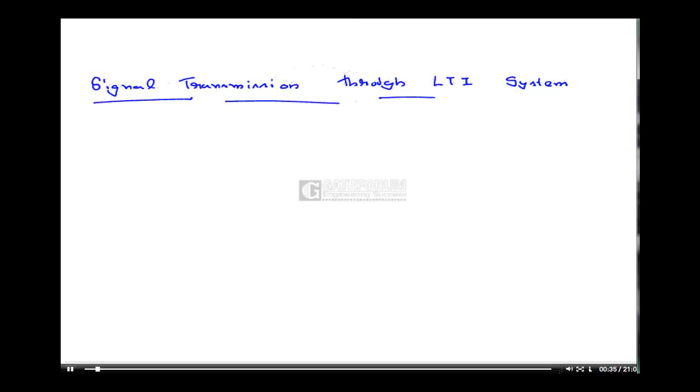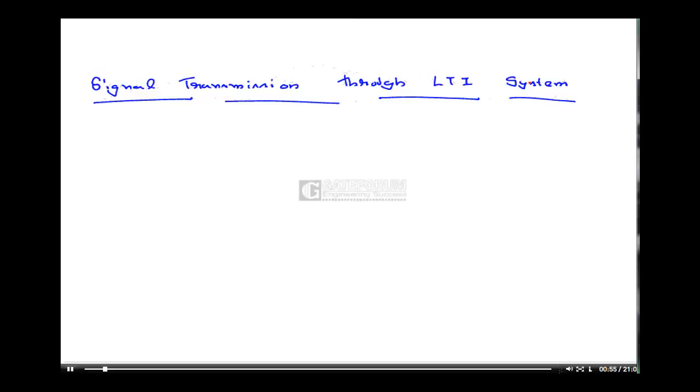The first one among them, signal transmission through LTI system. Generally, when we say signal transmission, then we think that the signal to be transmitted should be distortionless. The distortionless transmission should take place when we allow any signal to pass through any LTI system.